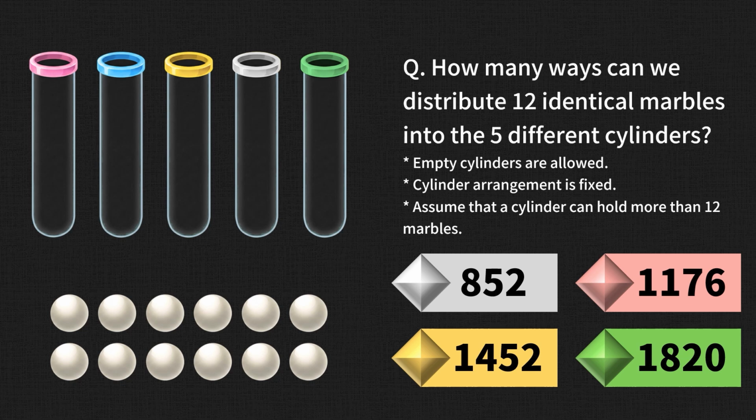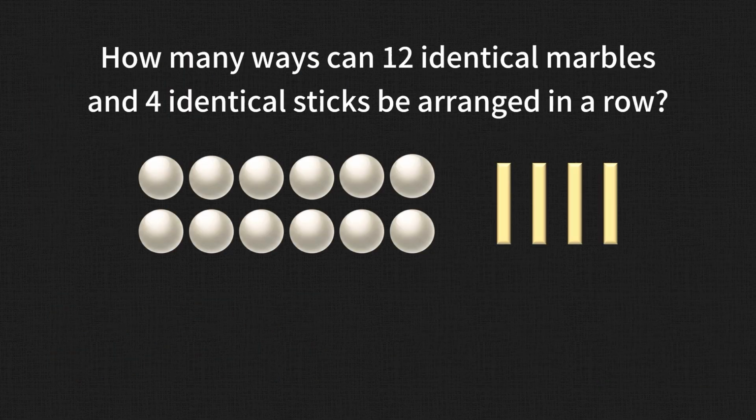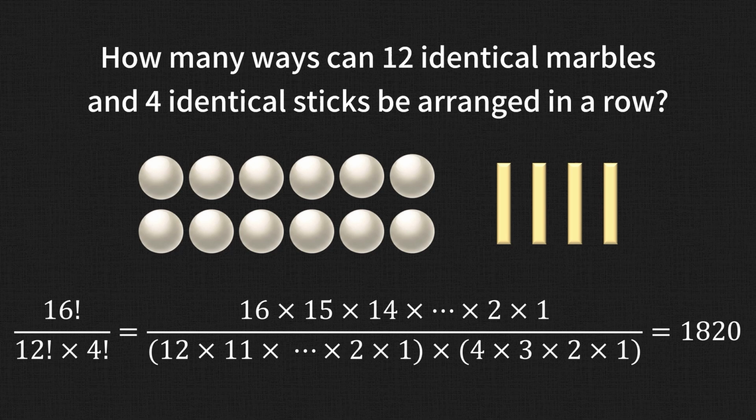Here, we have 5 distinct cylinders and 12 identical marbles. In this case, we need to divide the marbles into 5 sections, so we need 4 sticks. Now, we just calculate the number of arrangements of 12 marbles and 4 sticks. That would be 16 factorial divided by 12 factorial and 4 factorial, which equals 1,820.